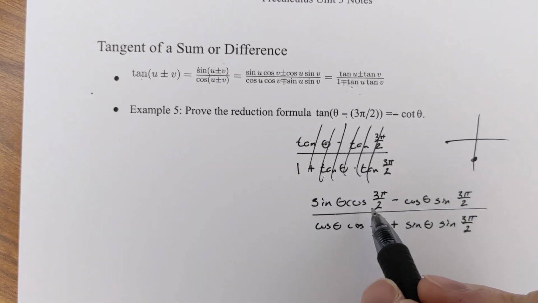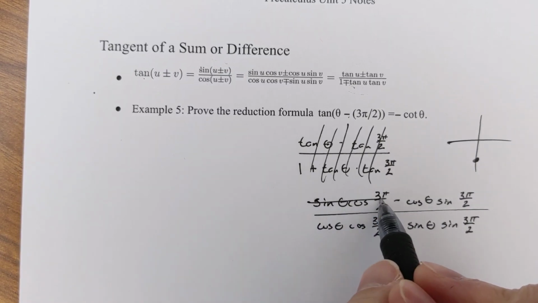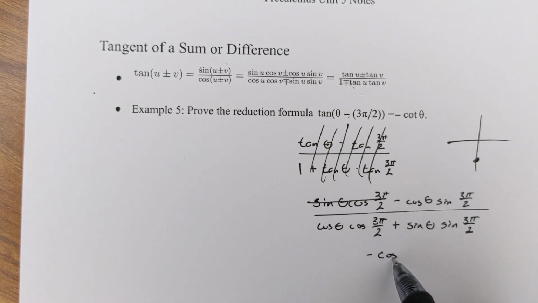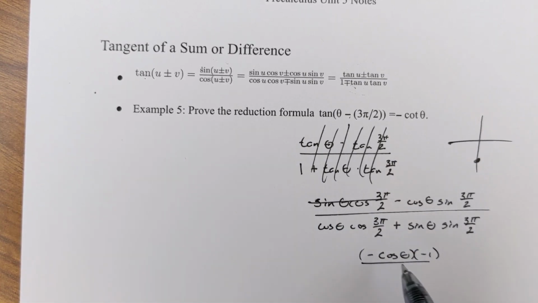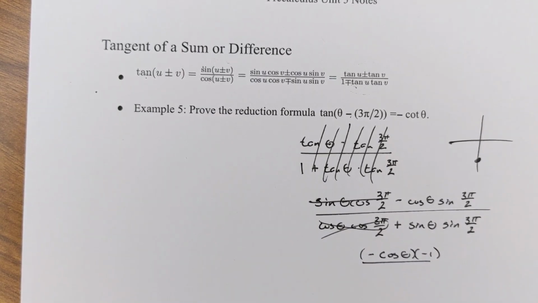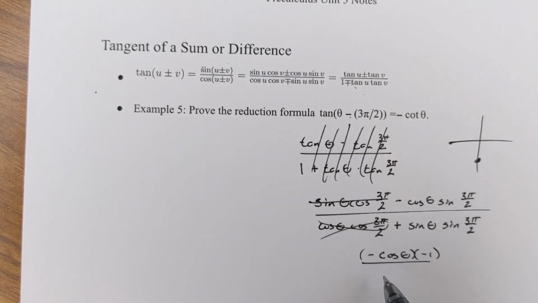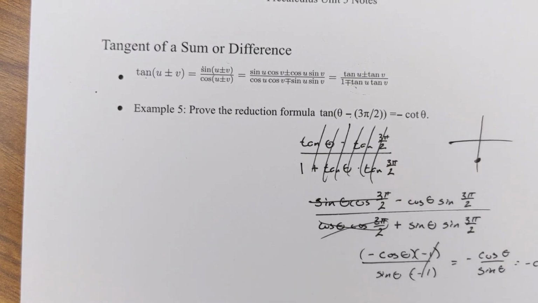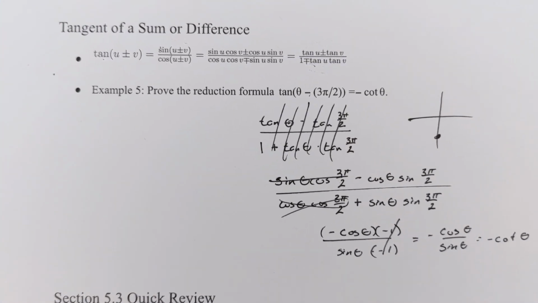So let's see what we got. The cosine of 3 pi over 2 is 0, so this whole term goes away. The sine of 3 pi over 2 is -1, so this numerator is negative cosine theta times -1, because all that other stuff is 0. All over on the bottom, once again, cosine of 3 pi over 2 is 0, it goes away. The sine of 3 pi over 2 is -1, so this is the sine of theta times -1. So my -1s can cancel, so I have negative cosine theta over sine theta, and cosine divided by sine is the cotangent. Which brings us to the end of the section.